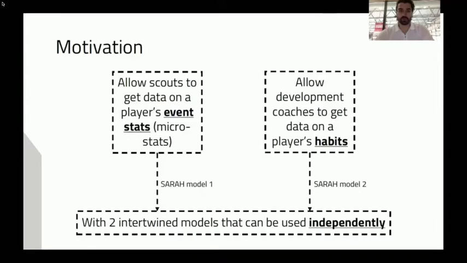Ultimately, what we came up with is two different SARA models, which can be used together, so intertwined, or they can be used independently, which is great. Model one allows scouts to get data on the player's events, the microstats, like I said, the outcome of a play, and allows development coaches to get data on the players' habits. So it helps both the scouts and the coaches to better understand the player.